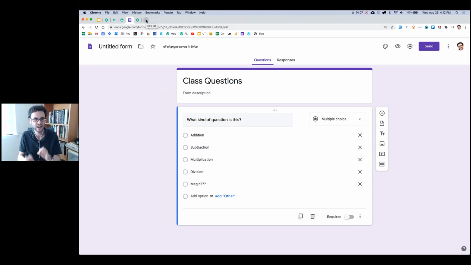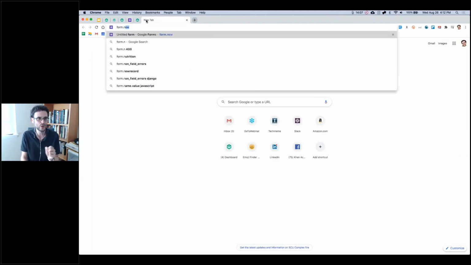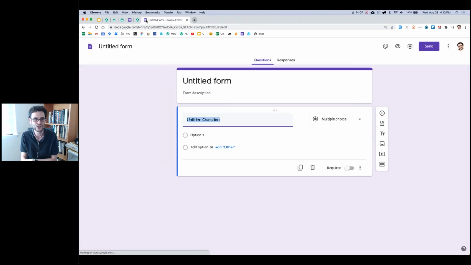If you ever want to start a new Google form you can send to your students to test how they're doing, all you have to do is type form.new into your browser, and that will start a brand new survey that you can send out. So whether you have fancy technology or non-fancy technology, it doesn't matter. There are always ways to work around it.